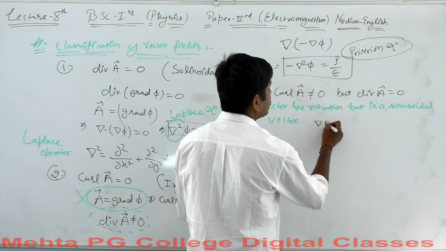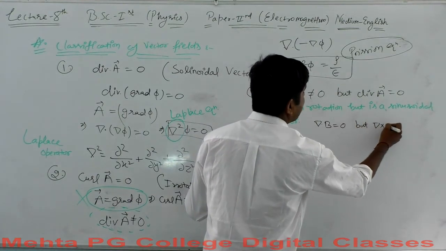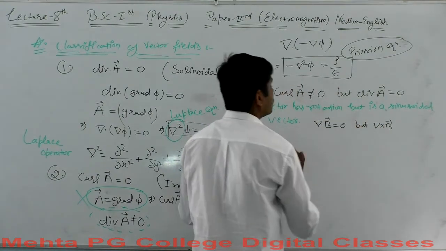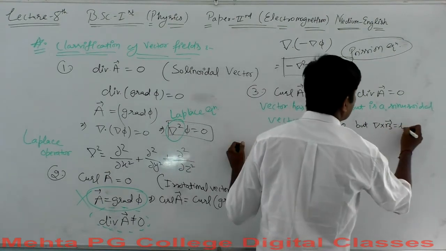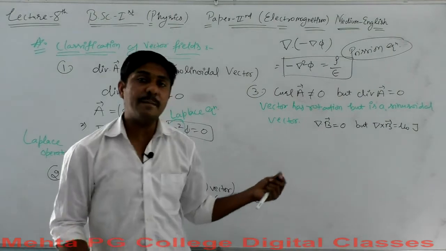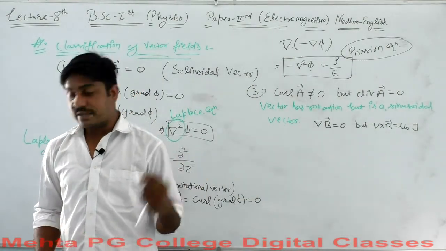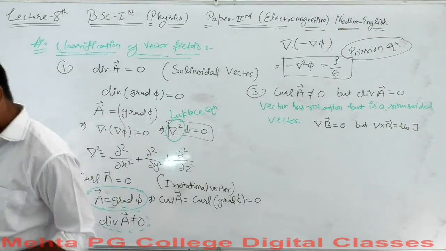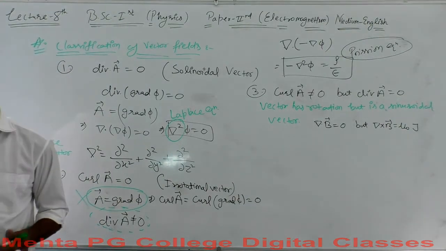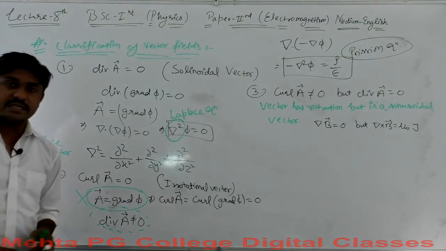For the magnetic field, you see del dot B is equal to 0, but del cross B equals mu naught J. J represents the current density. This is for bound charge and free charge, where J is the sum of the conduction and the displacement current densities.